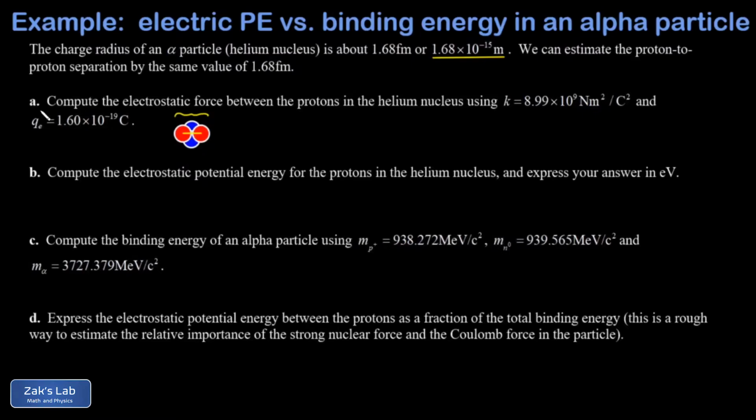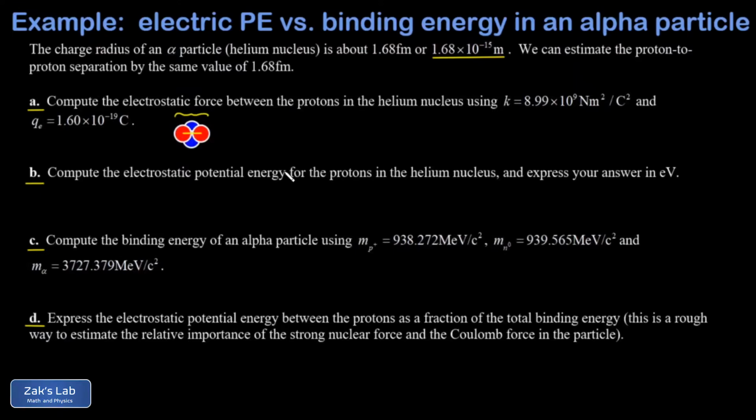So in part A, we're going to look at the electrostatic force between those protons just to get a sense for how strongly they're repelling each other. In part B, we look at the electrostatic potential energy between those protons. In part C, we're going to look at the total binding energy for the alpha particle, and that includes both the Coulomb force and the strong nuclear force. And in part D, we're going to get a sense for just how much more important the strong nuclear force is than the Coulomb force in this total binding energy by expressing the electrostatic potential energy as a fraction of the total binding energy.